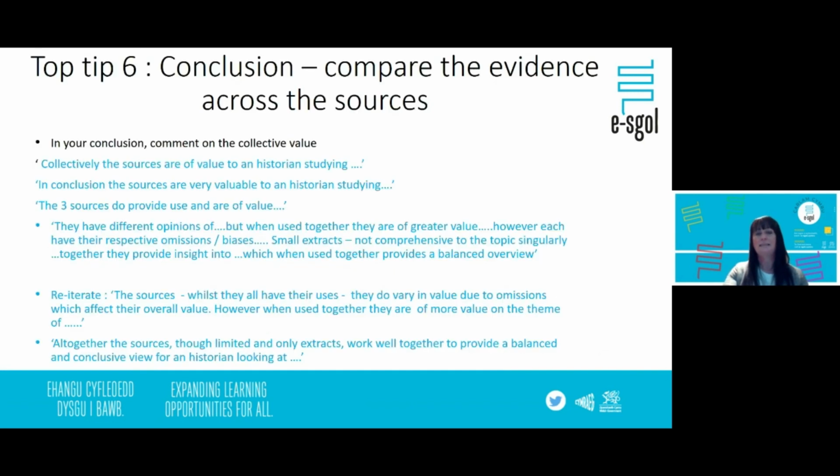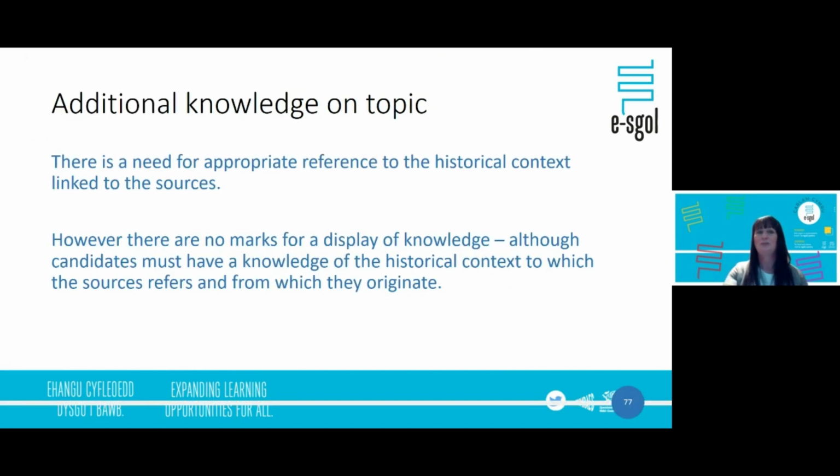In your conclusion, remember to compare the evidence across all of the sources. Okay, so you've got your different conclusions there that you can develop again, but you were basically saying that the sources on their own are quite limited really, okay, but when you put them together, they're obviously going to be giving you a much more balanced overview, much more valuable to you as a historian. So something along those lines is what you need to definitely put across in your conclusion.